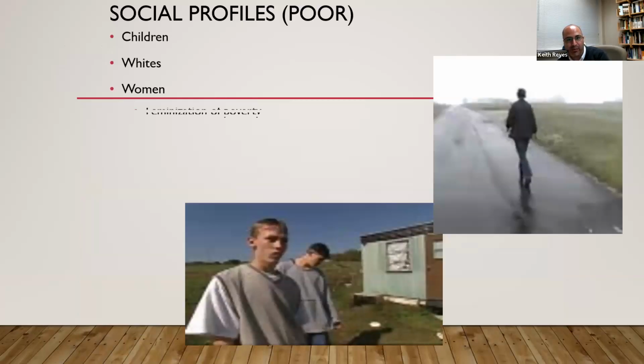Now, chapter 2 is talking about poverty. It's looking at poverty in a lot of different ways.